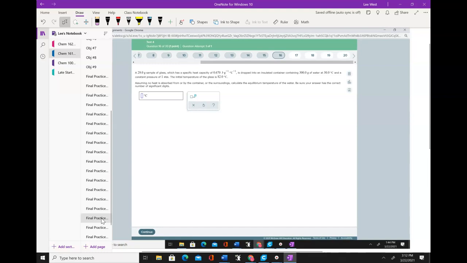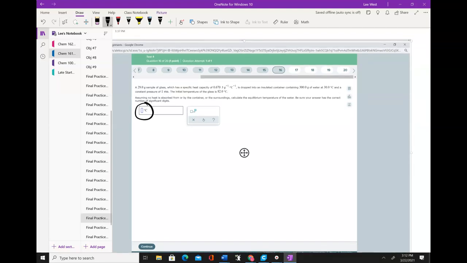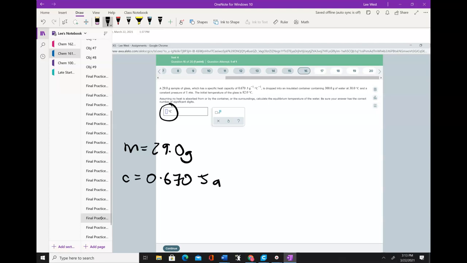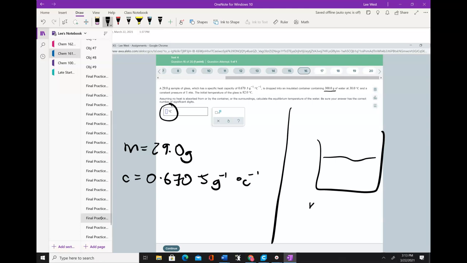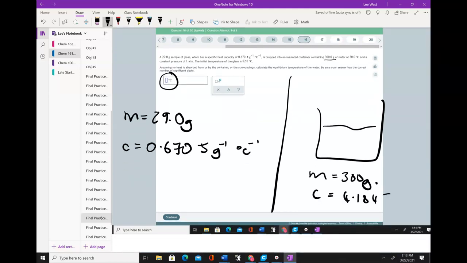It looks like it's a heat problem, but this time we're going to be solving for a temperature or a change in temperature. Let's have a look. A 29 gram sample of glass, so that's giving me my mass, which has a specific heat capacity of 0.670 joules per gram per degree Celsius, is dropped into an insulated container containing water. The water is at 30 degrees Celsius, so we've got two parts to this. We've got 300 grams of water over here, and we know that the heat capacity of water is 4.184 joules per gram per degree Celsius.